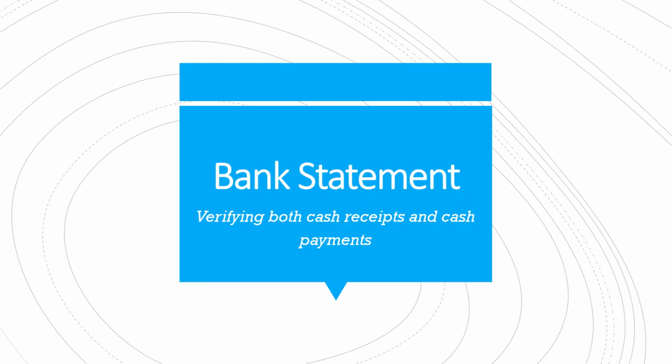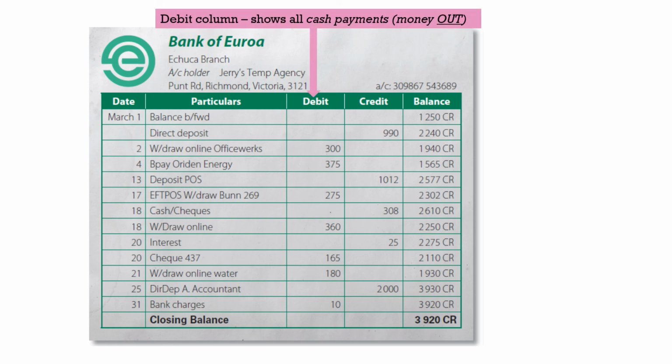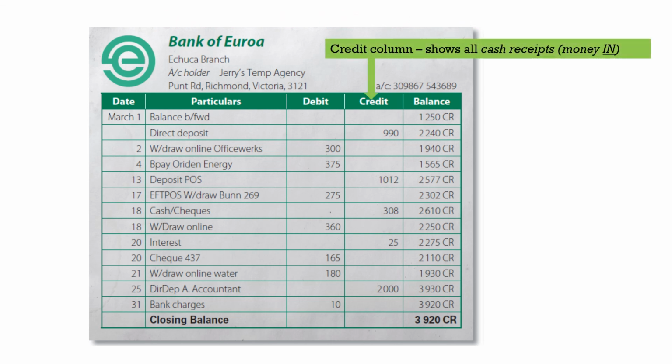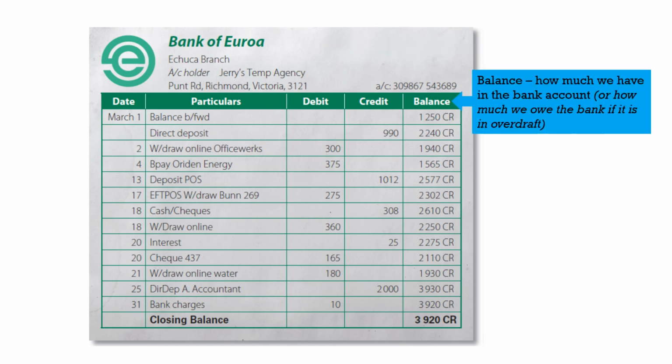Here's a quick discussion about the bank statement and how it can be used to verify both cash receipts and cash payments. Here's an example of a bank statement. Here we have the dates, and in this section we have the details of transactions or balance. The debit column shows all cash payments out of the bank account. The credit column shows all cash receipts, which is money coming in to the bank account. The balance shows how much we have in the bank account, or how much we owe the bank if it is in overdraft.